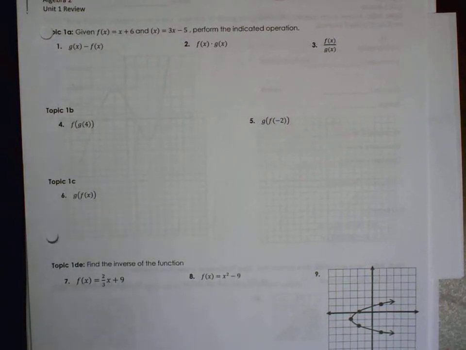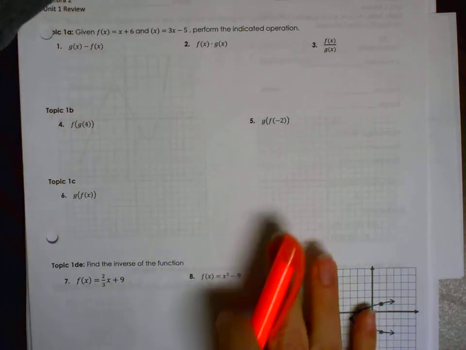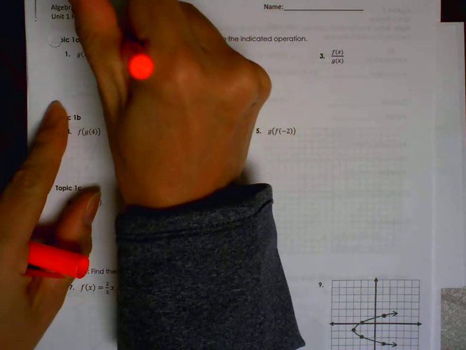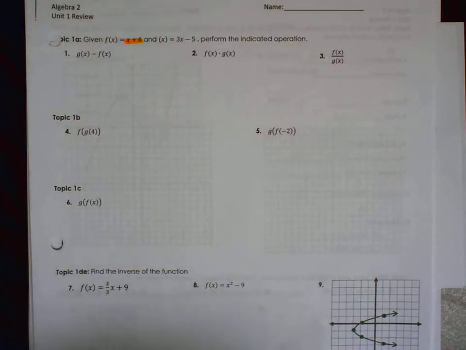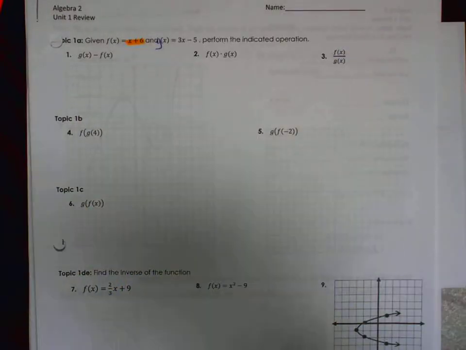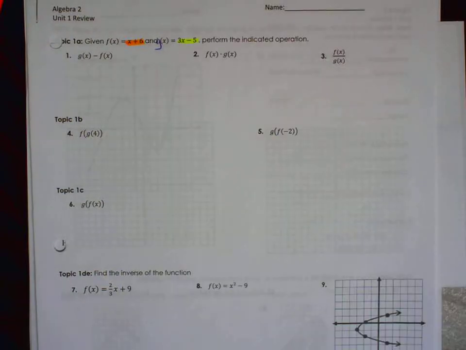Okay, this is going to be the Unit 1 review sheet, Topic 1. We're going to start with Topic 1A, which is function operations, so addition, subtraction, multiplication, division. So I've got two functions. I have f of x, which is x plus 6, and I have, this should say, g of x, which is 3x minus 5.